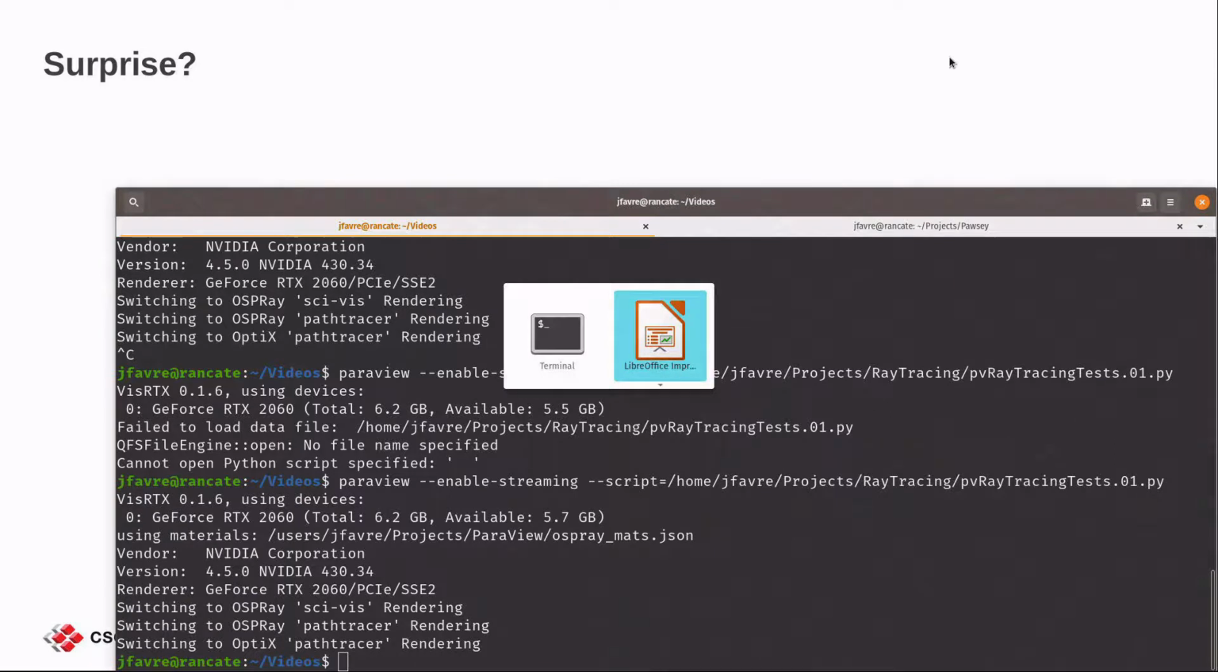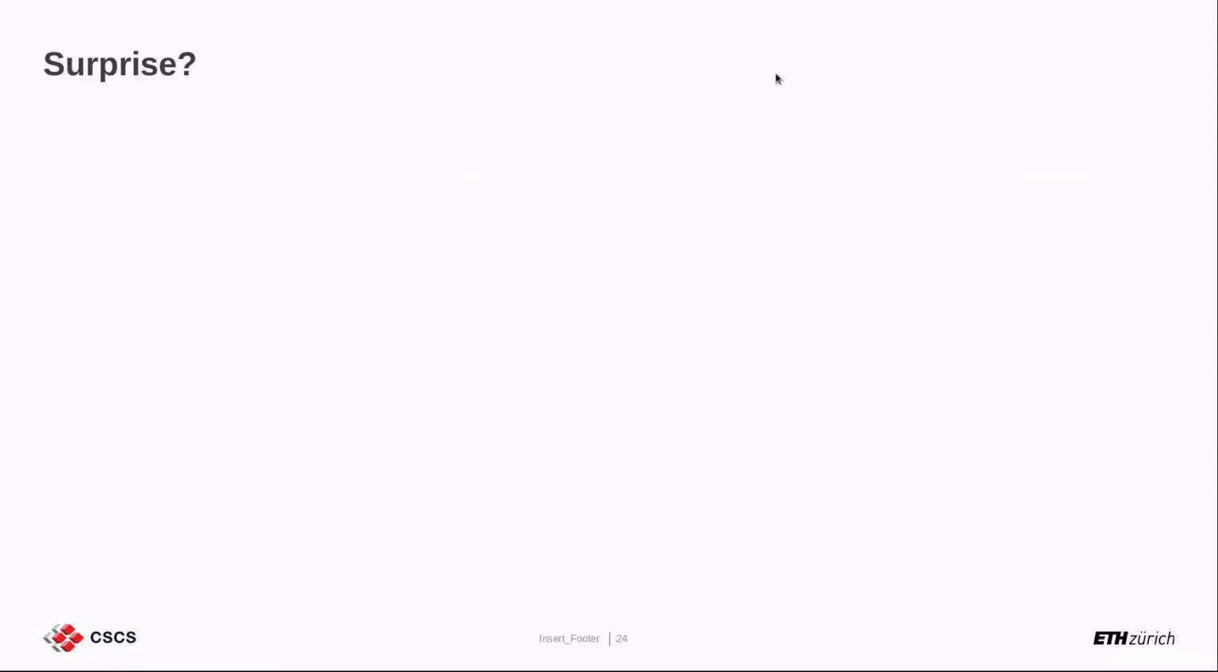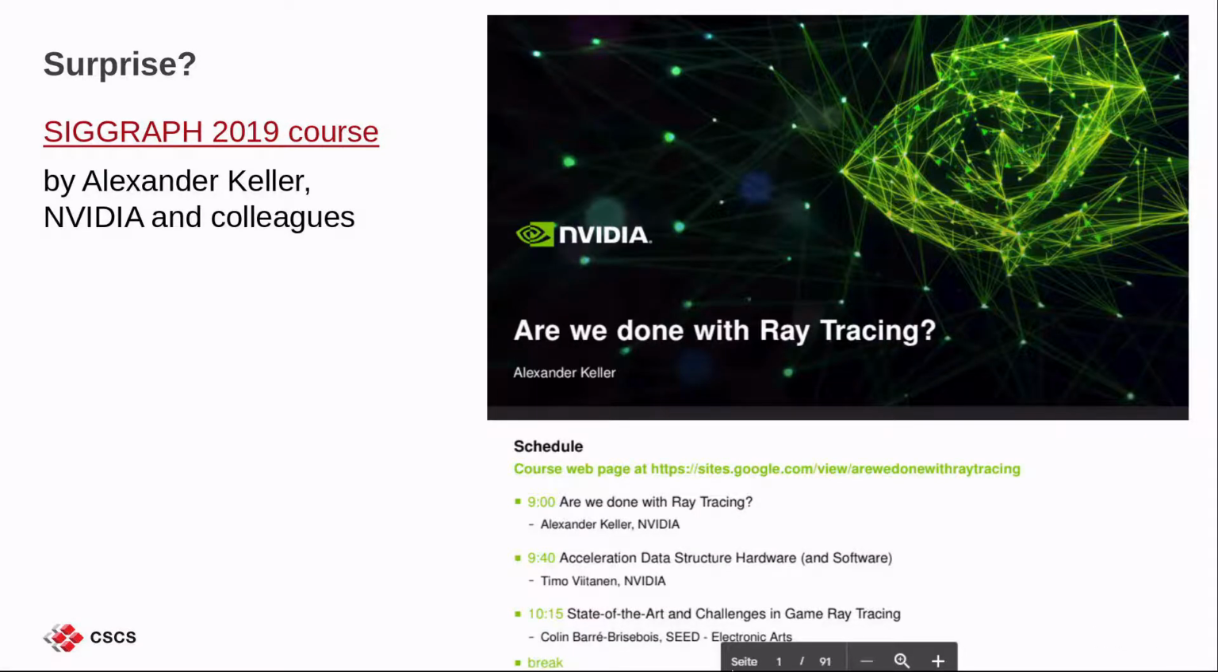Now, surprise, I said. Well, I was looking at the course notes from SIGGRAPH 2019 this year, and there was a tutorial by NVIDIA: are we done with ray tracing? And I said, oh my gosh, I'm going to talk about ray tracing, and those folks are saying it's a solved problem. No, no, no. We'll see more during my talk. This is by far not a solved problem. So let's look at the first showcase.